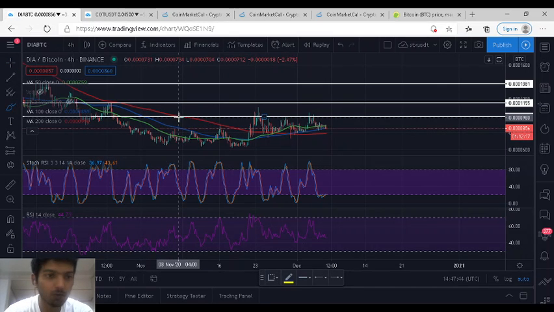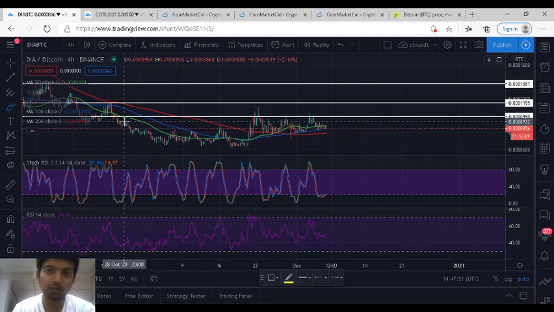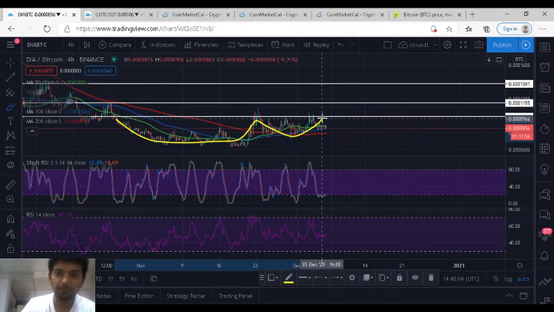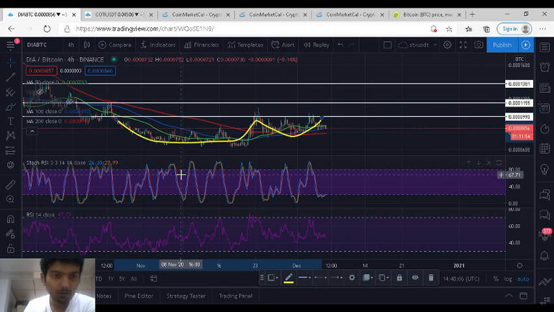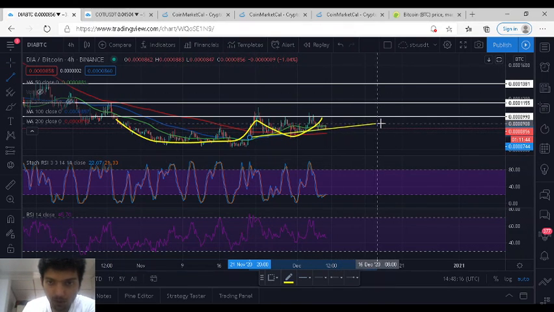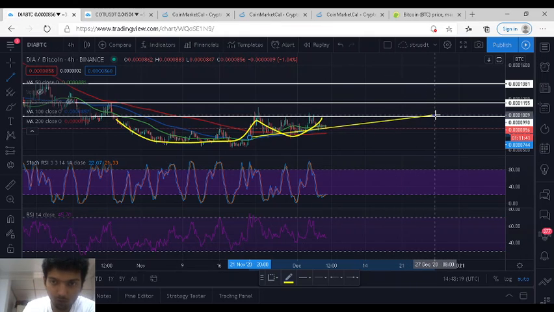As you can see here, we've got different resistance and support points. If you don't understand what support and resistance is, watch my previous videos, where it's explained well. Anyways, over here we will find that we have a cup and handle formation, a nice cup formation with a possible handle formation, and then we also have a possible ascending triangle being formed over here.